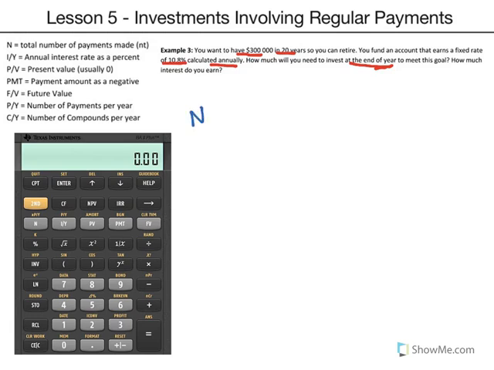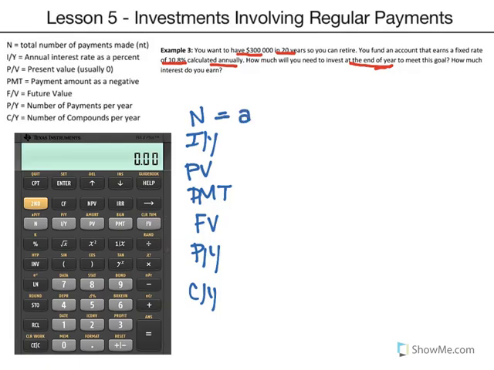Okay, let's go. N, IY, PV, payment, future value, PY, and CY. And if you can't remember, they're all on your calculator. So the amount of payments you're making is in 20 years, and you're making them once a year, so 20 payments. Your interest rate is 10.8. Your present value is 0. We don't know our payment. That's what we're looking for. We want our future value to be 300,000. It is 1 payment per year, and it's compounded once per year.